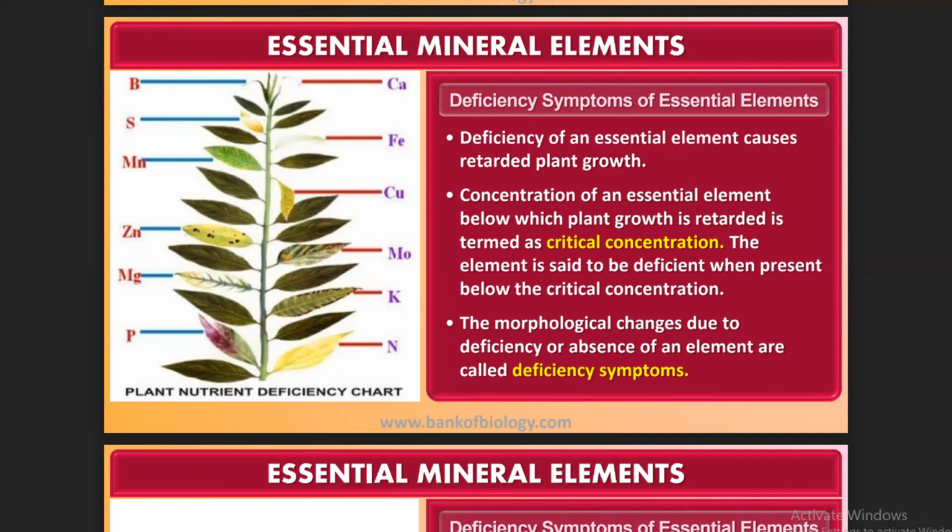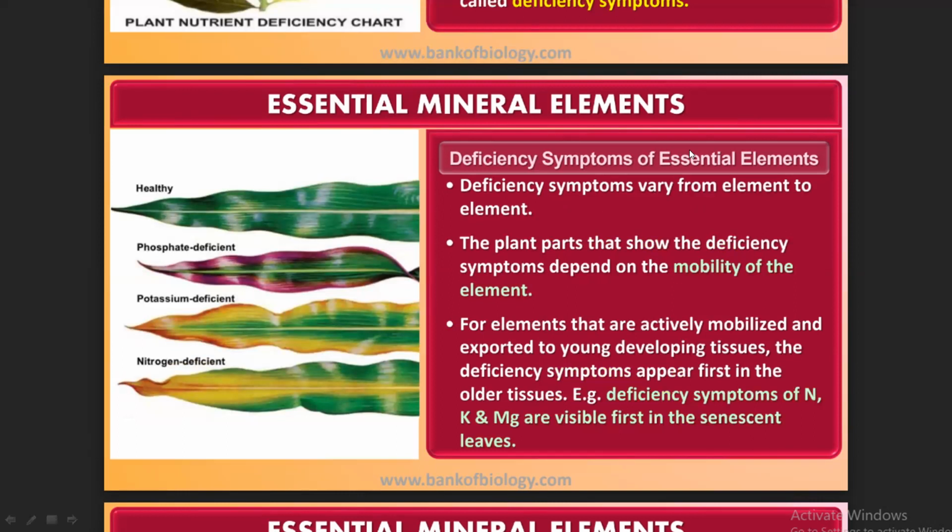The morphological changes due to deficiency or absence of an element are called deficiency symptoms. So these two points I'll give later. Deficiency symptoms of essential elements. Deficiency symptoms vary from element to element.